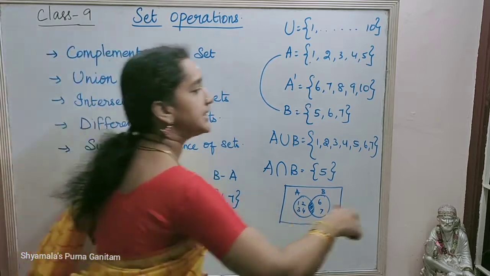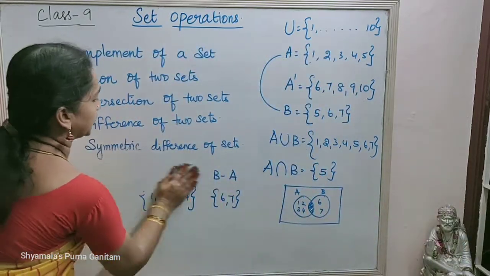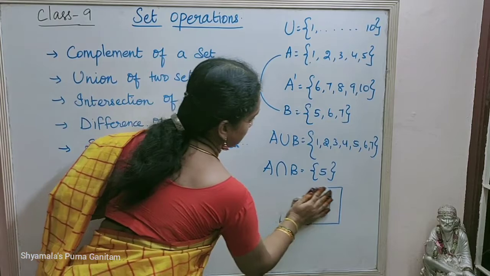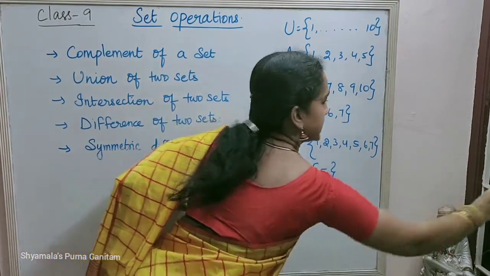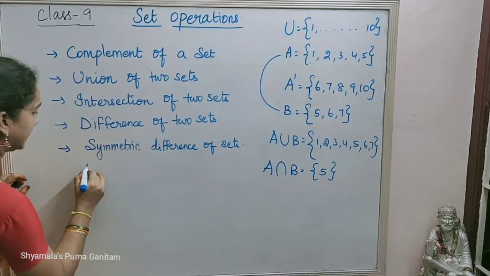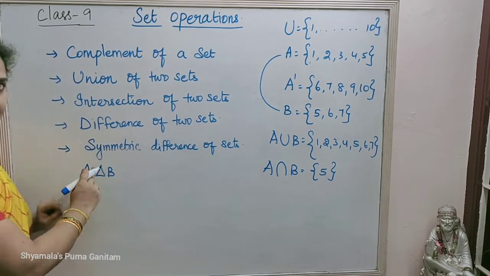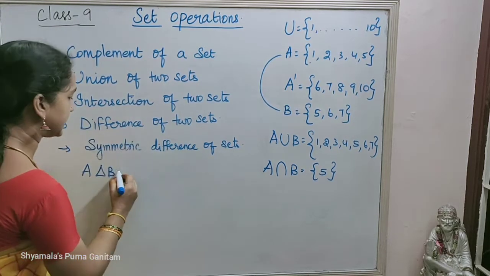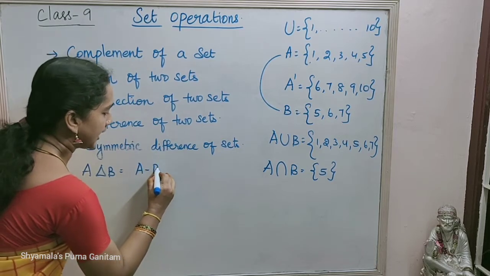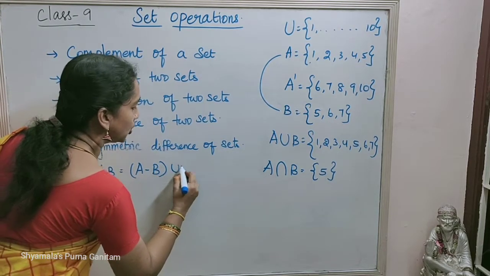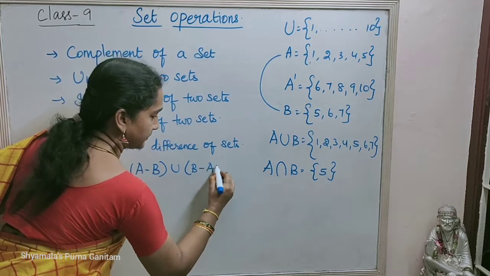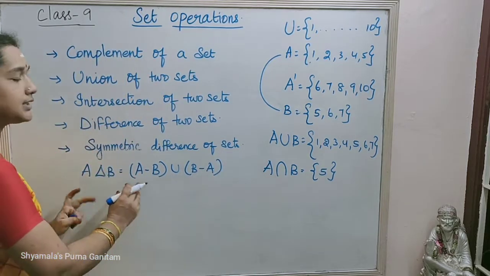Then the next one is symmetric difference of two sets. That symmetric difference we will write as A symmetric difference B. We will write it like this, with a triangle: A symmetric difference B is equal to A minus B union B minus A. So this is the symmetric difference.